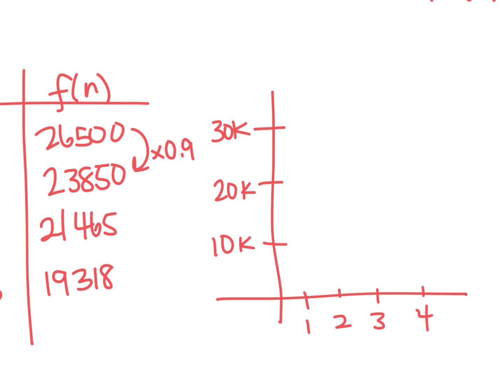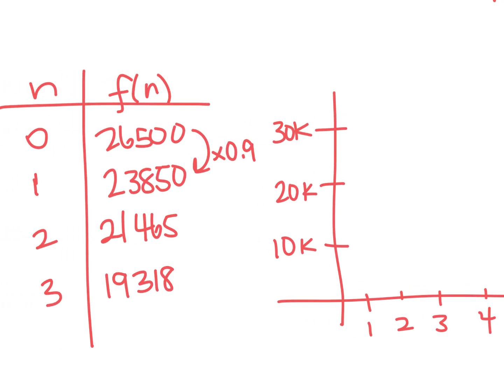Okay, so at time 0, 26,500, that's a little bit more than halfway. And then at year 1, like halfway between that and 20,000. Year 2, we're just above 20,000. And year 3, we're just below 20,000. So definitely a gentle curve, because it's only a 10% loss each year.